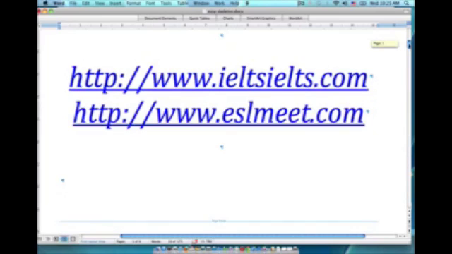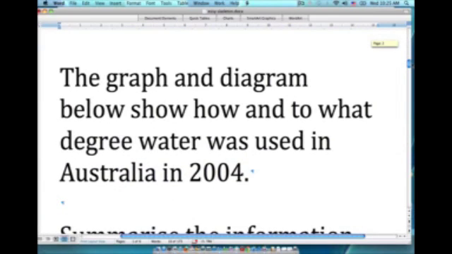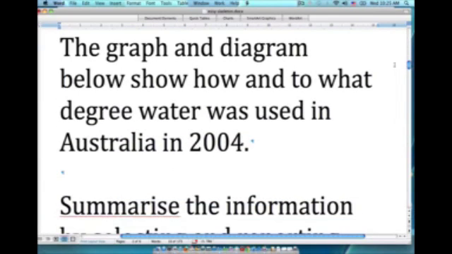To start today's lesson, I have a task 1 question that I thought we could look at together and just go slowly through the steps we would need to take to respond to it effectively.